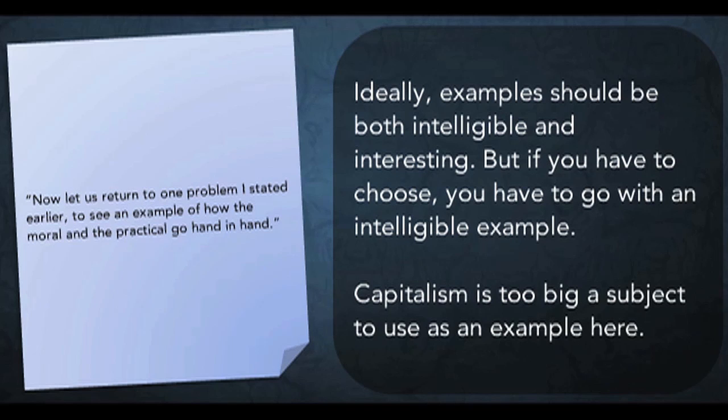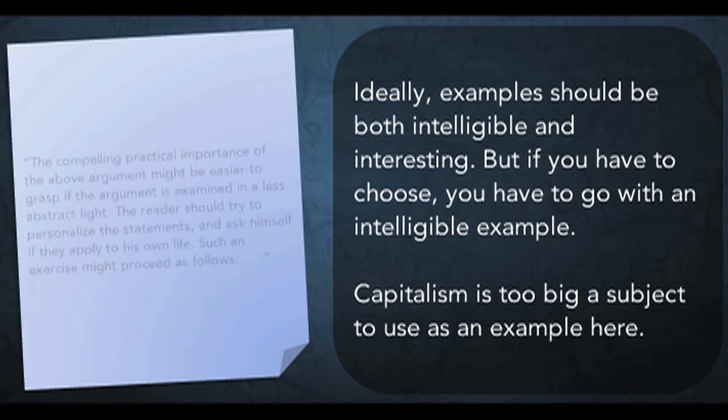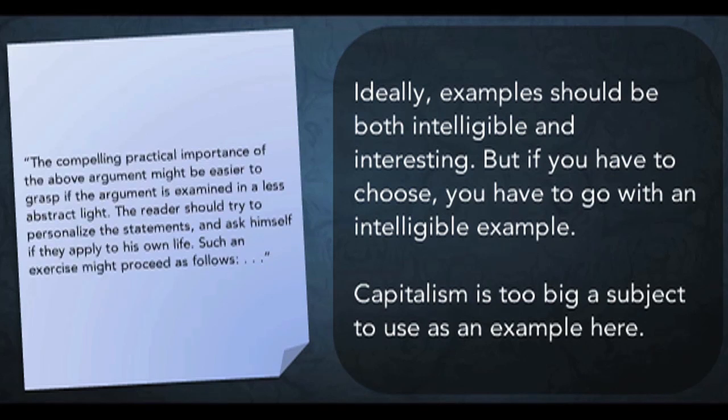So you couldn't deal with it in any concrete way, because that's a whole book. So you had to deal with it in terms of broad abstractions, and so you were left with this confession in the third last paragraph on page 17, which indicated that you sense that there's something wrong here: that the compelling practical importance of the above argument might be easier to grasp if the argument is examined in a less abstract light. Well, that is certainly true. But that is your mind telling you you must really concretize this and show its connection to practicality, as people would use the term practical.